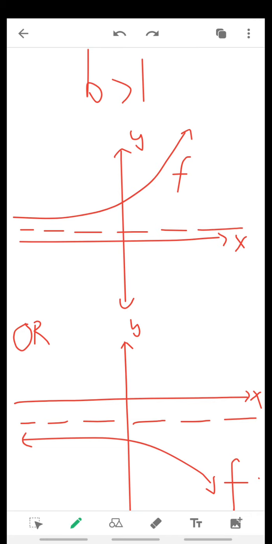Also, as the x values here are getting bigger and bigger to the right, what is happening with our y values?